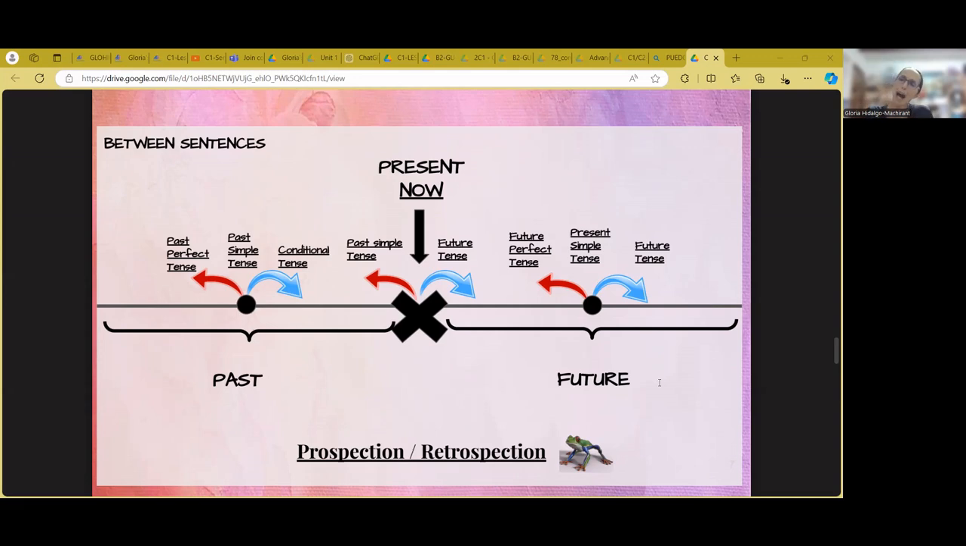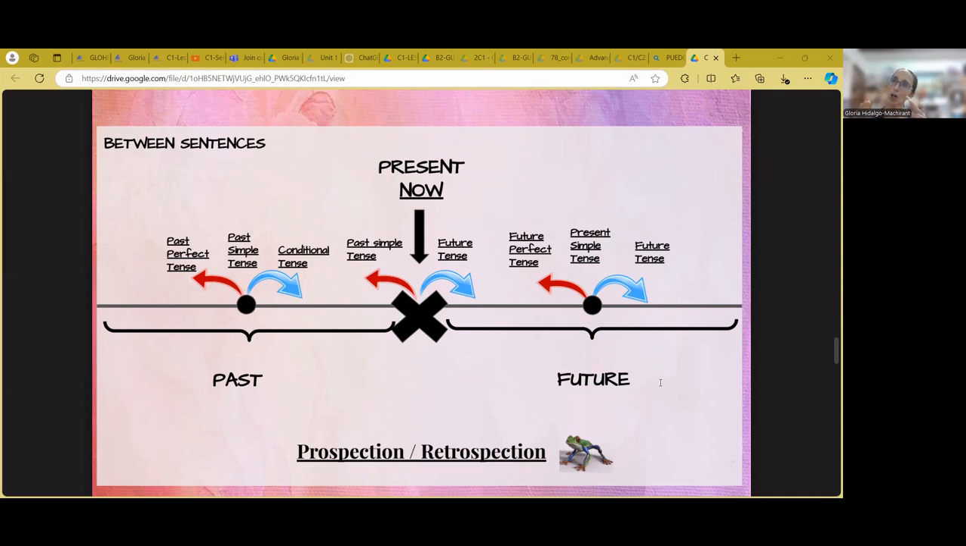What happens when I am hypothesizing about the present? I take a step back in the past and I say, if I were tall and slim, which I am not, I am hypothesizing about the present. If I were tall and slim, I would be a model. So prospection, moving forward. But that prospection is in a conditional tense.